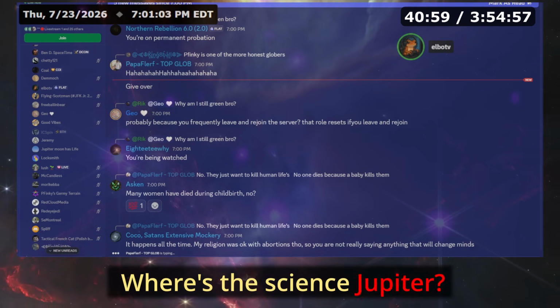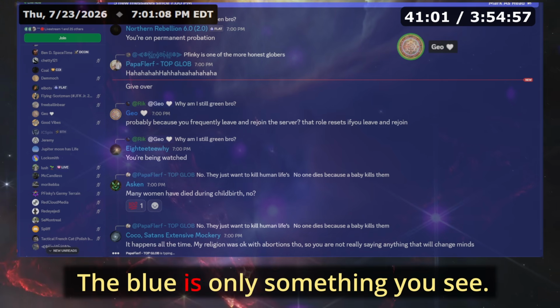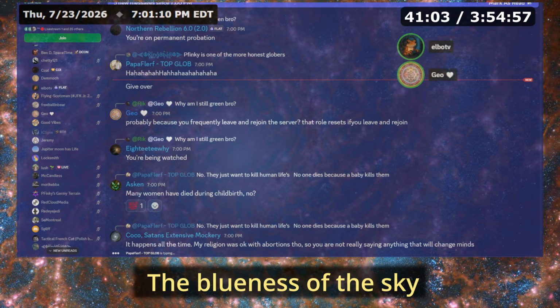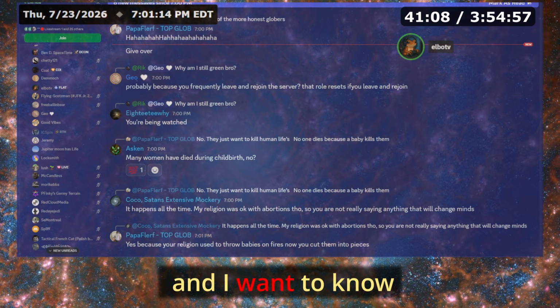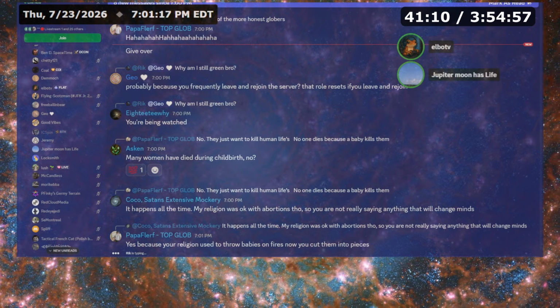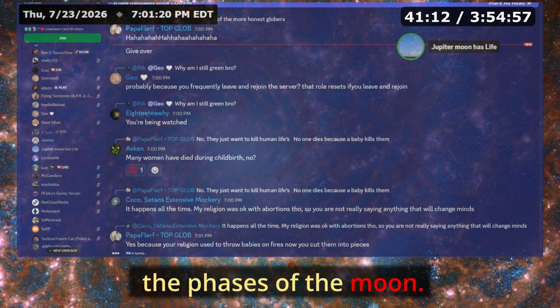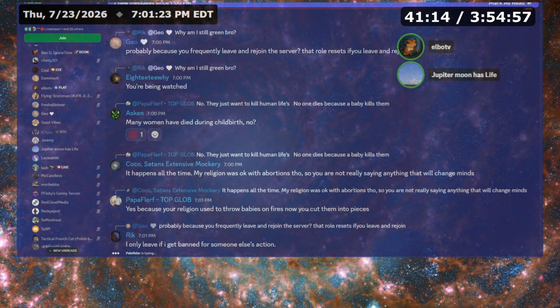Where's the science, Jupiter? The blueness of the sky is something you only see. He's saying he only trusts the science, and I want to know where the science is at. I thought we have a science for the phases of the moon. We do. Where's the science? You have cause and effect?